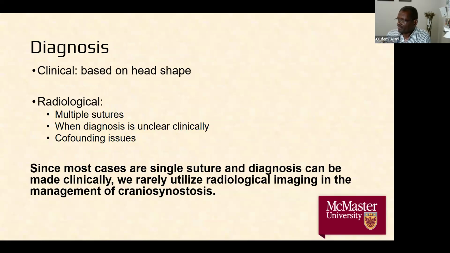So in summary, the clinical diagnosis of patients with craniosynostosis is based mainly on the head shape. We do request radiological investigations if we suspect that multiple sutures are involved, when the diagnosis is unclear clinically, and when there are confounding issues, when there are questions to be asked. And since most cases are single suture and the diagnosis can be made clinically, we rarely utilize radiological imaging in the management of craniosynostosis.